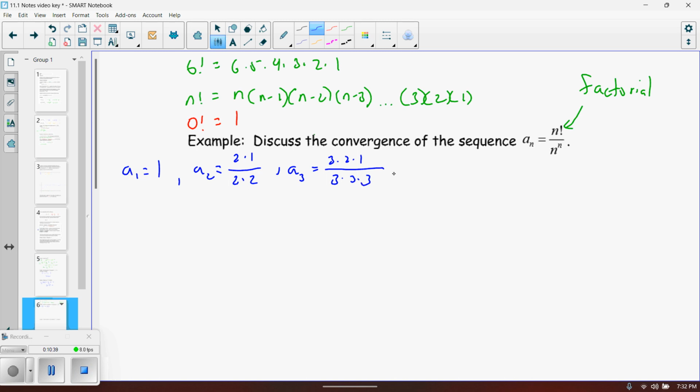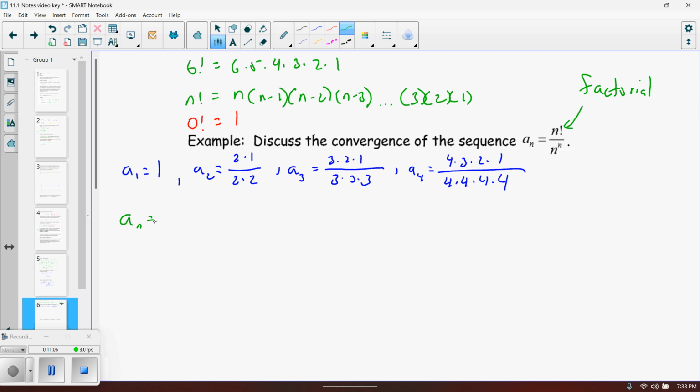And then I'll do a sub 4, which is 4 times 3 times 2 times 1. And the denominator, it's 4 to the fourth power, which is 4 times 4 times 4 times 4. Again, there is a reason I am writing it this way. Now let's take a look at what a sub n would be if I tried to write it out.